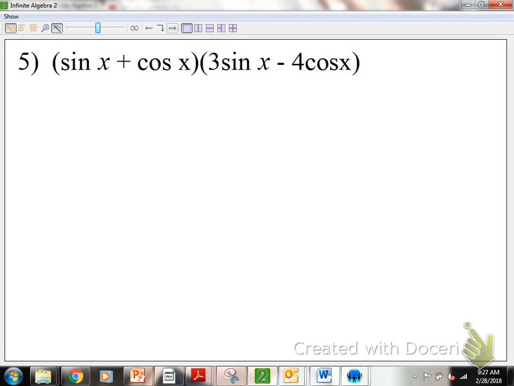Try this one. We can work it together. Javen, we can work it together.